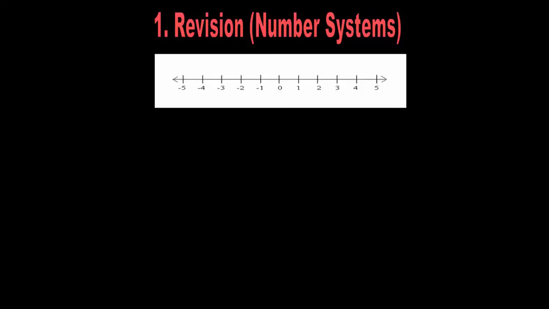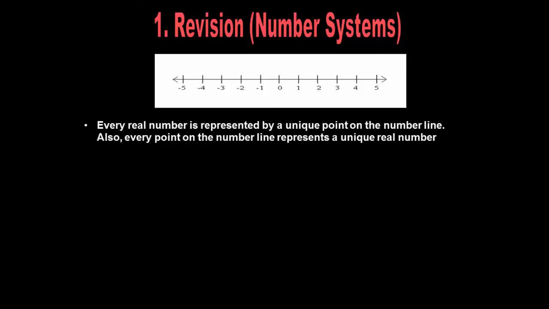First of all, let us revise the number system which you have studied in class 9th, just to brush up your basics. As you can see, this is a number line. It extends from minus infinity till infinity, and each and every point on this number line, whether it is an integer or any point in between integers, it is represented by a unique point, a unique real number. And the converse is also true, that every real number is represented by a unique point, as well as every point is represented by a unique real number.